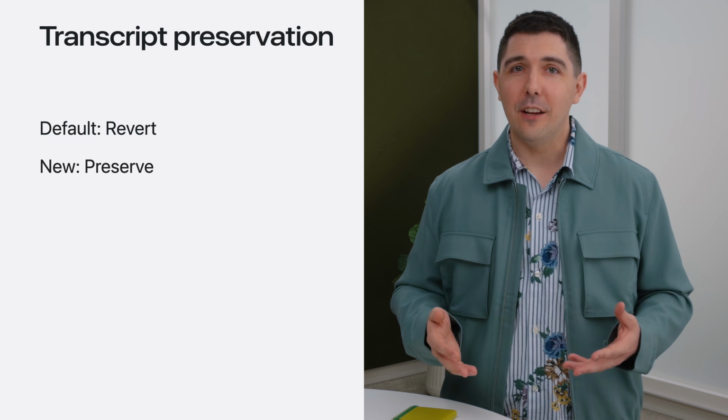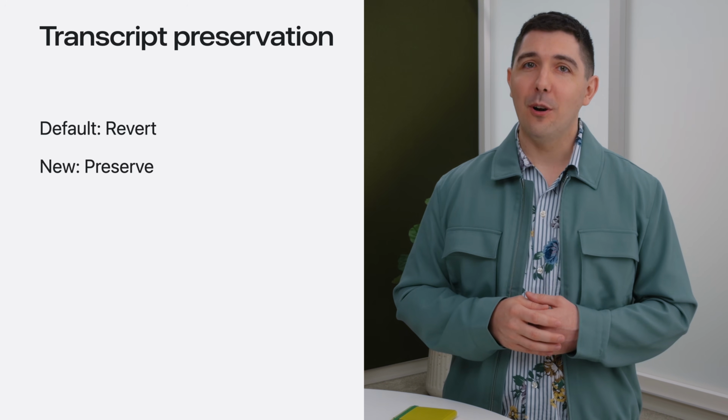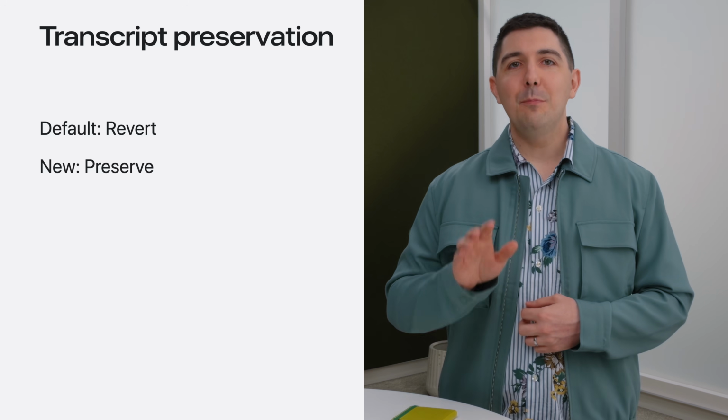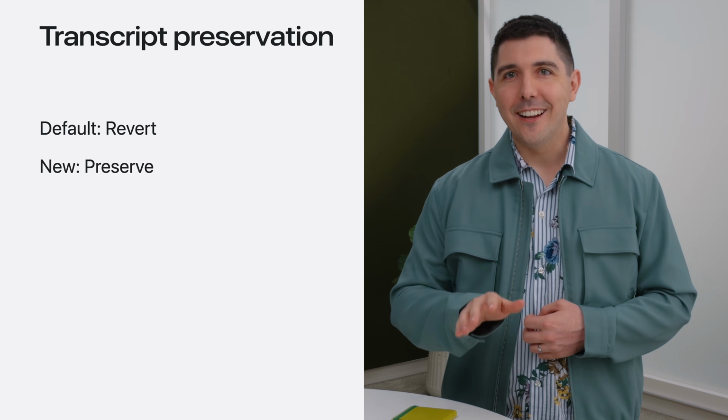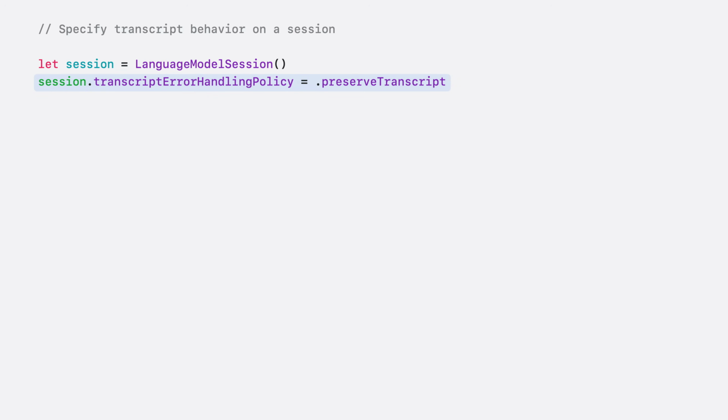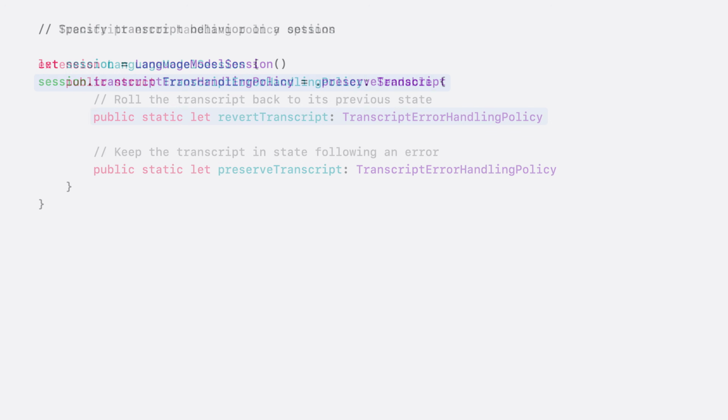For advanced use cases, where you want to allow canceling partway through a response and then resuming again, you need to keep your transcript in state after an error. We've added new API to enable this. If you're using profiles, you can now set transcript error handling policy using a modifier. If you're not using a profile, you can set it directly on your session.